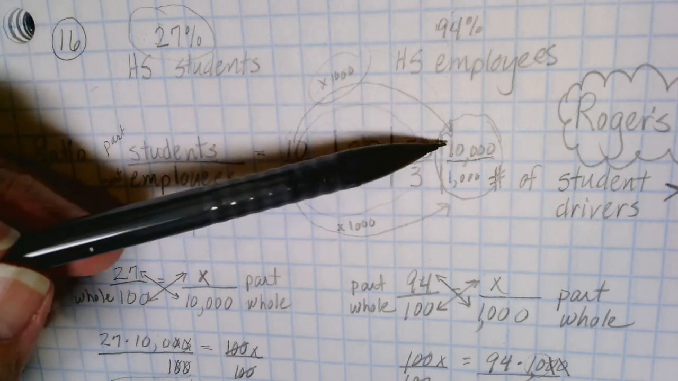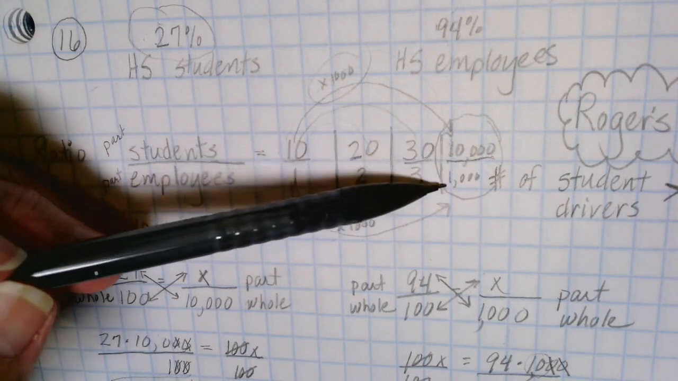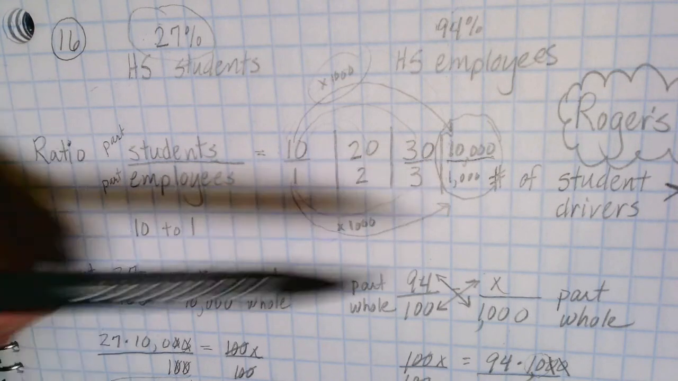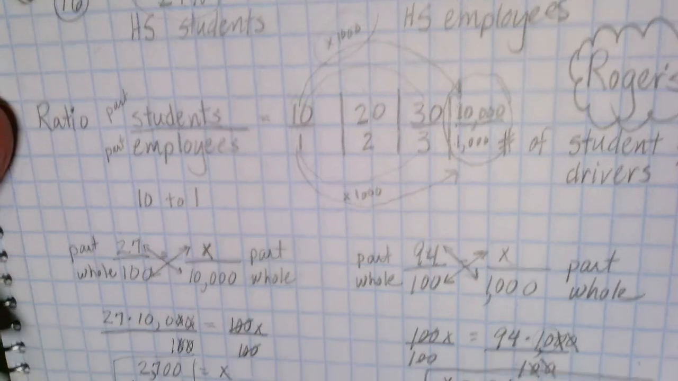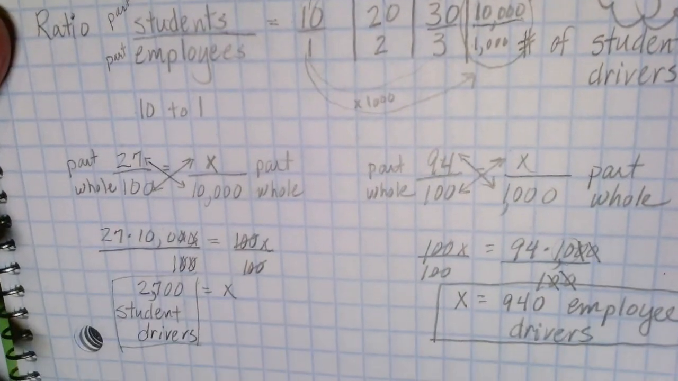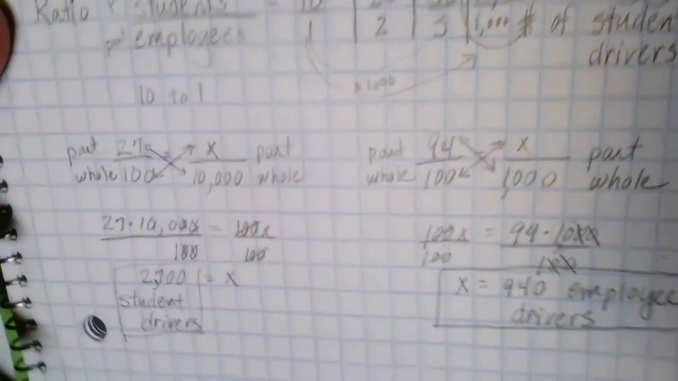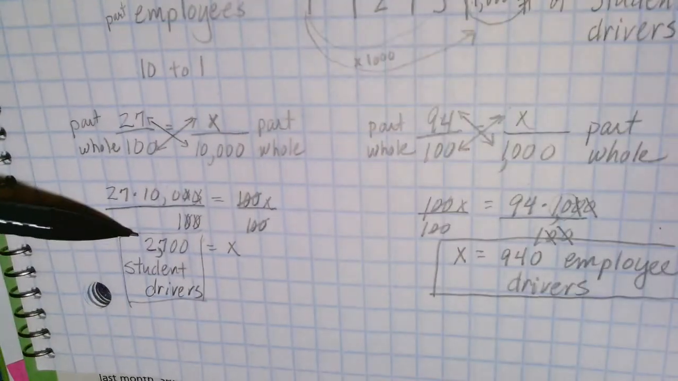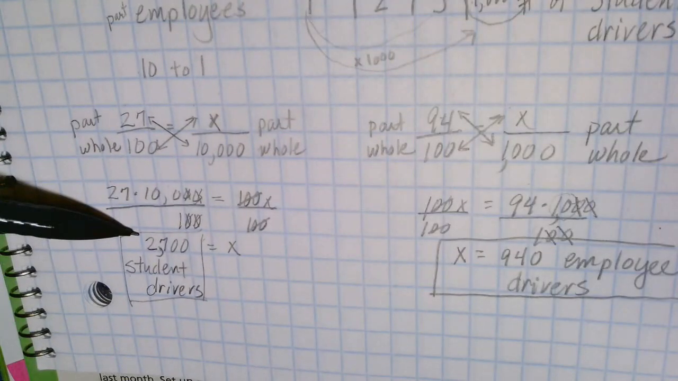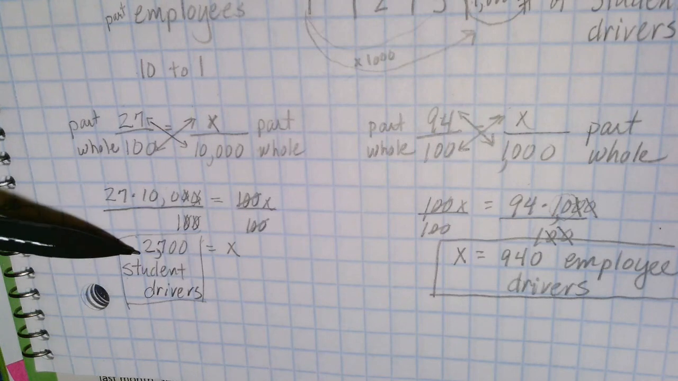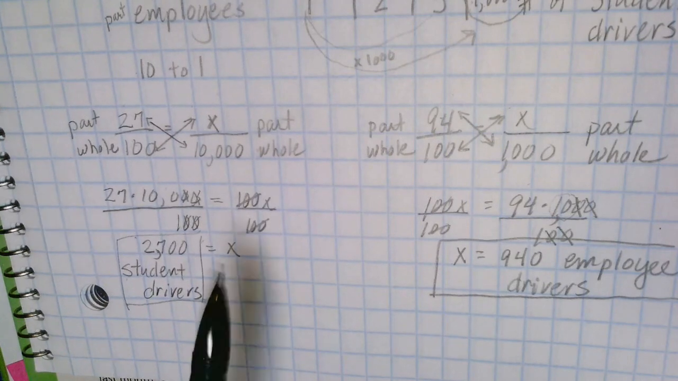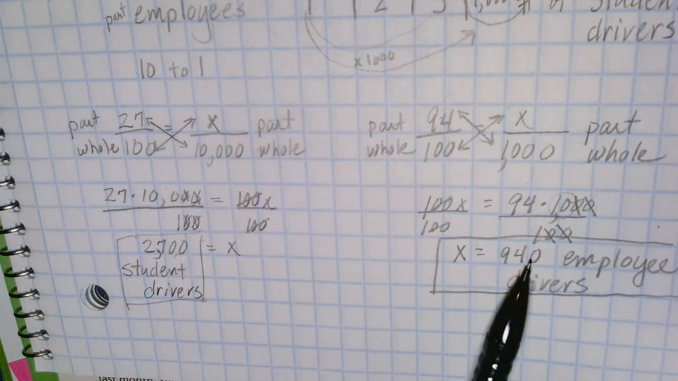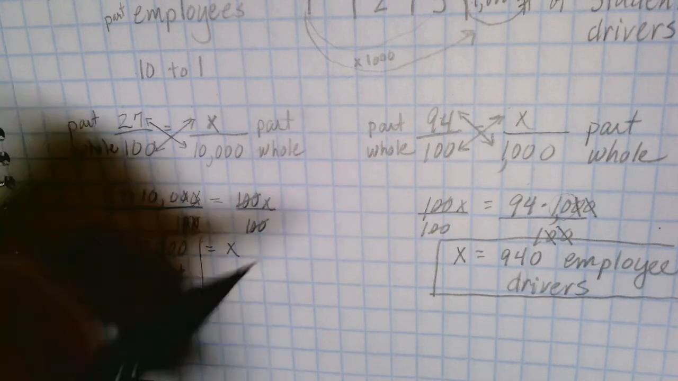After we got our number of students in our fictitious school and the number of employees in our fictitious school, we used the percents from the surveys, and we were able to determine the number of drivers. So Roger said that the number of student drivers is greater than the number of employee drivers. That is true.